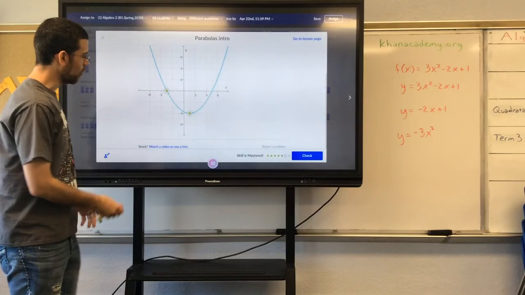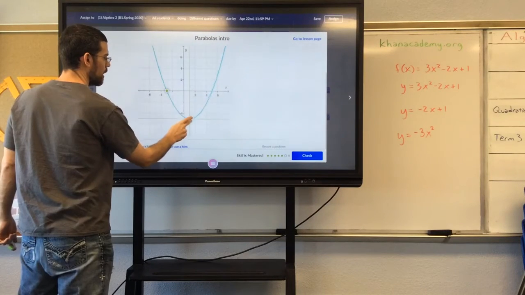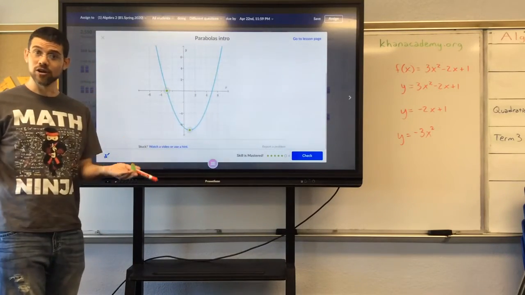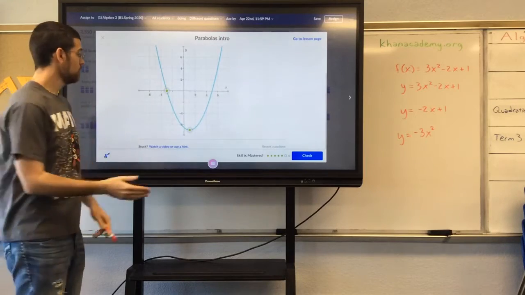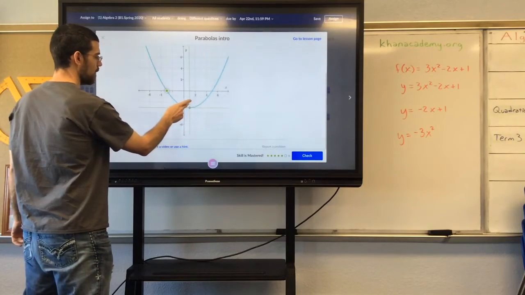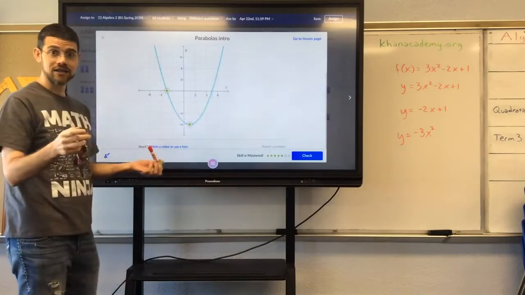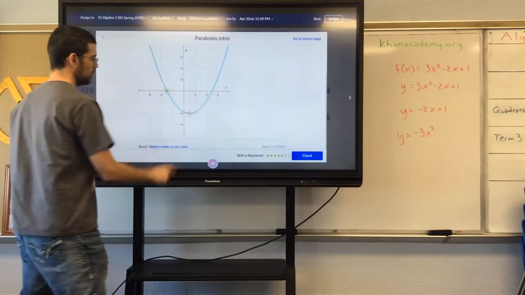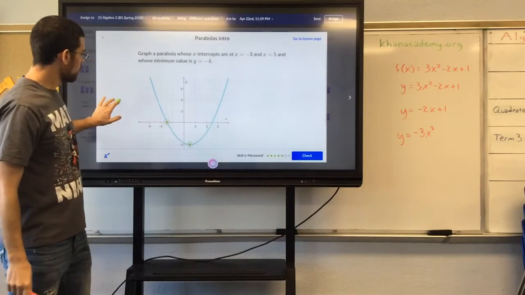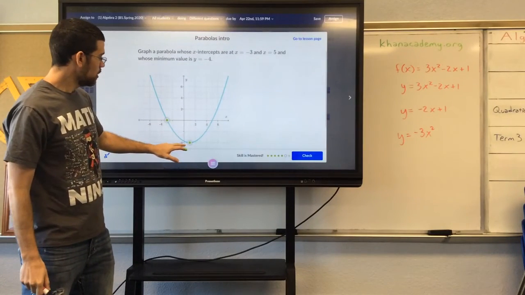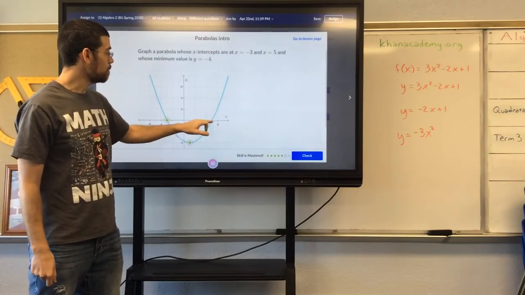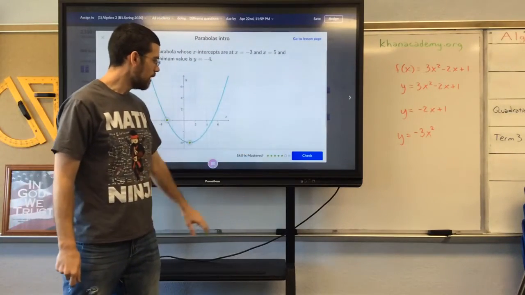Notice, if I move this up or down, it doesn't change my x-intercepts because the function is symmetric. So no matter where I put this up and down, it's still going to cross the x-axis at the same places. So there we go. We've got a vertex that is the minimum value of this function at y equals -4. We've got x-intercepts at -3 and at +5. And that one's done.